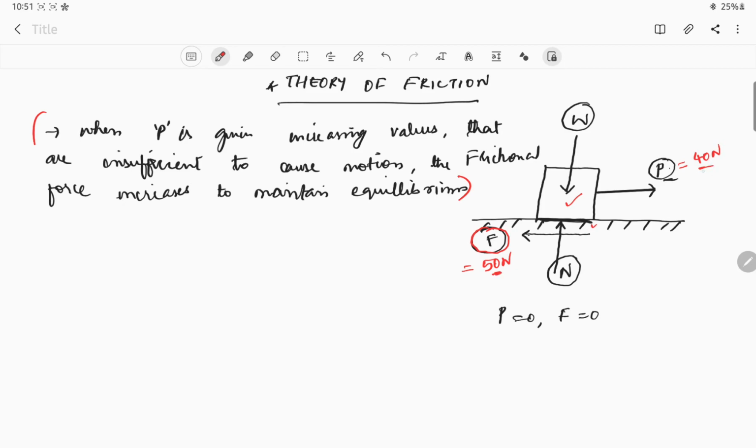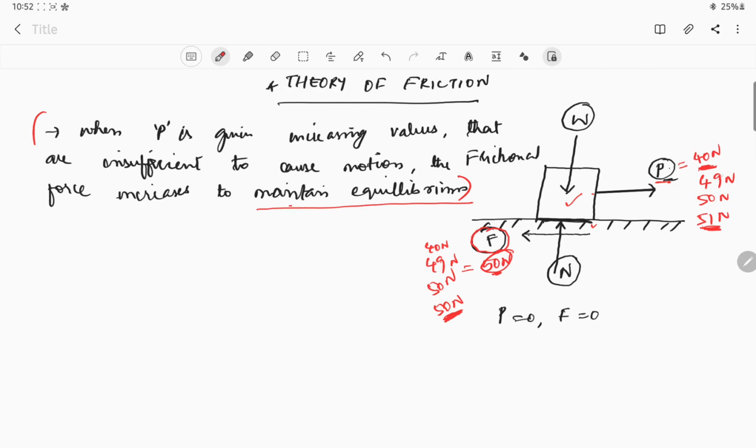So when I apply 40 newtons, the frictional force will be how much? 40 newtons only. When I apply 49 newtons, the frictional force will be 49 newtons. When I apply 50 newtons, the frictional force will be 50 newtons. When I apply 51 newtons, the frictional force will be 50 newtons only. That is what I want to explain. If you increase this further, the block will move. If the frictional force and applied force are the same, the block will be in equilibrium.